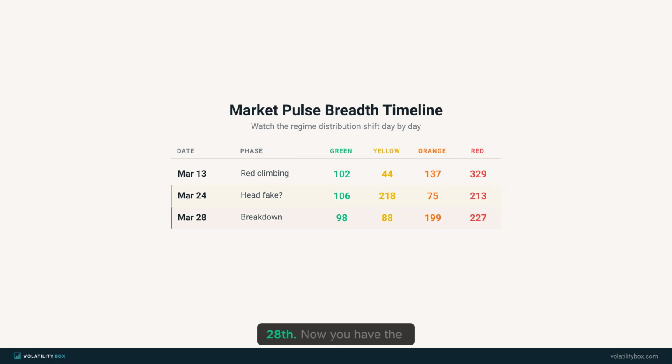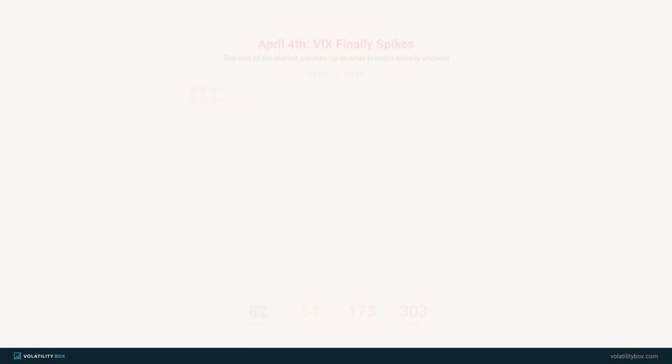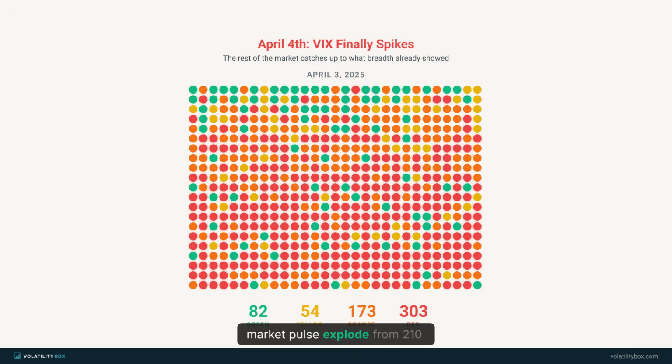Then came March 28th. Now you have the number of stocks which are hitting the distribution market stage, which is the orange market pulse, at 199. The transition symbols are now collapsing more to the selling side, just like we alluded. And then finally, you have April 3rd. The stocks in the red market pulse explode from 210 to 303 in a single day. If you think about that, that's more than 93 stocks that just switched market trends in a single day.